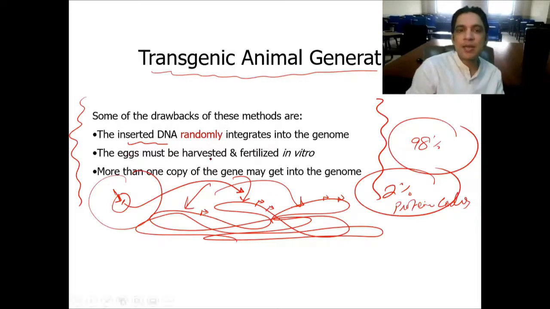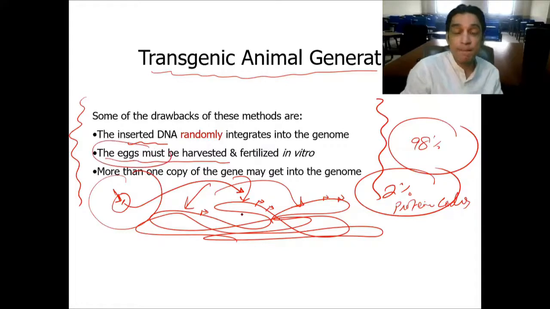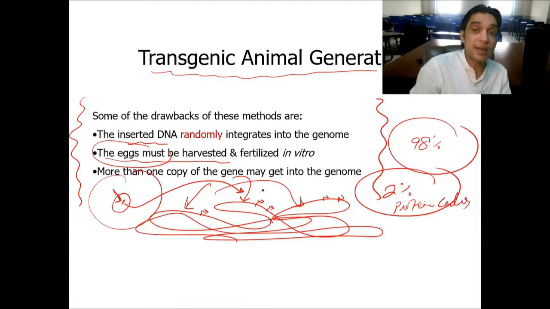The next thing is that the eggs must be harvested. You need to get these. It's a very precious commodity, in the sense that it is not produced in high numbers. In mammals, it is not produced in high numbers. So you have to fertilize it in vitro, and then you need to inject it.